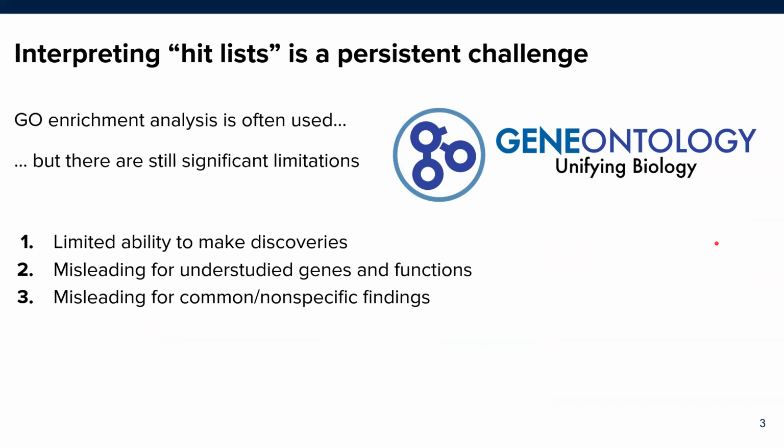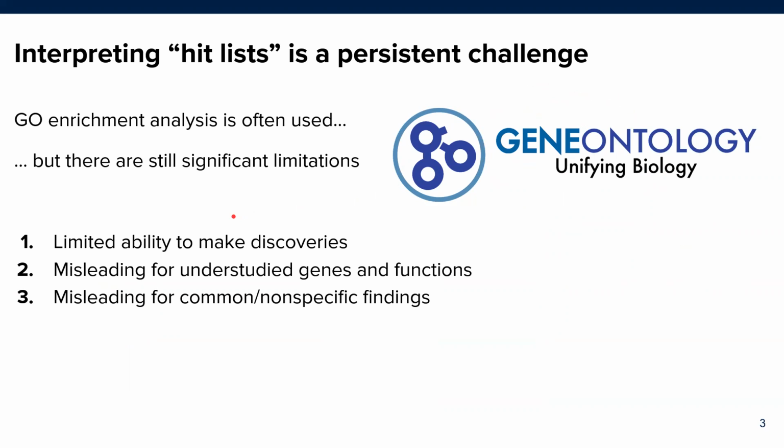So one way it's currently done is via GO enrichment analysis, which is a computational method that uses functional annotations to obtain a set of pathways or processes that are over-enriched in their list of genes. This leverages the Gene Ontology, which is a structured set of annotations. And while useful, this analysis is still far from perfect.